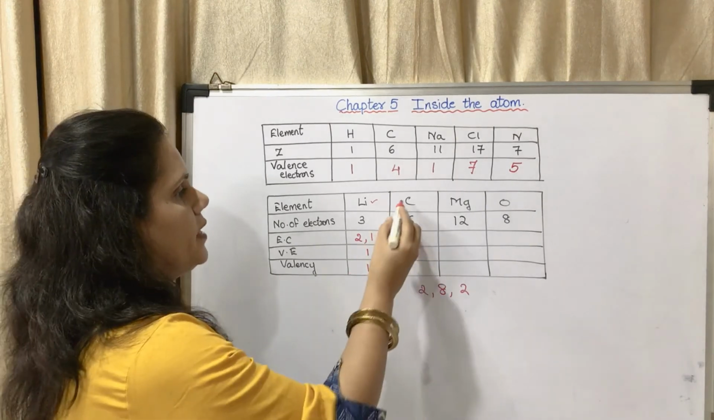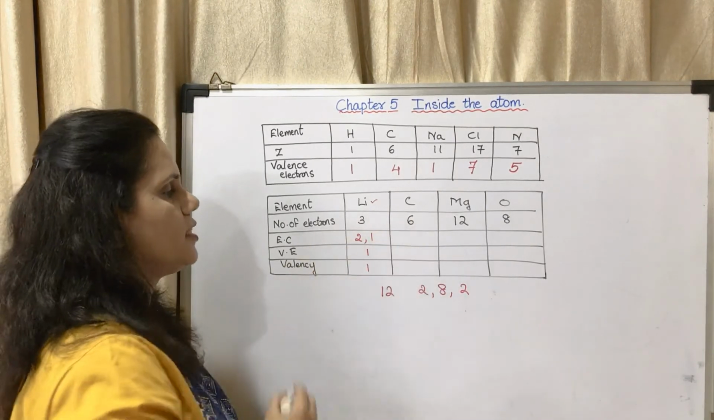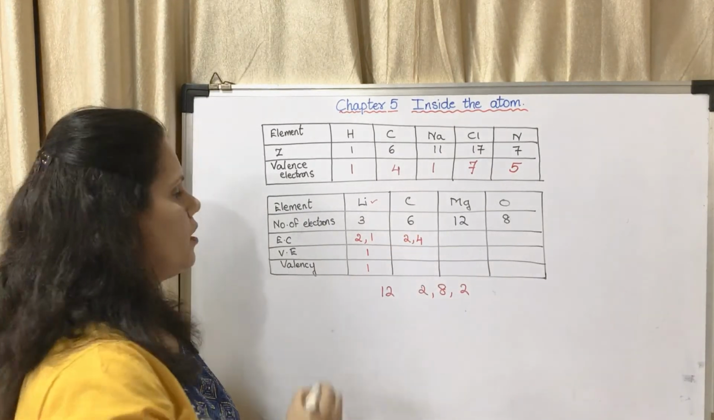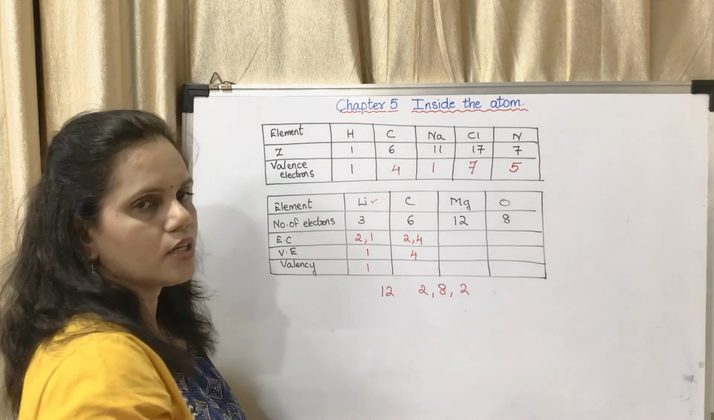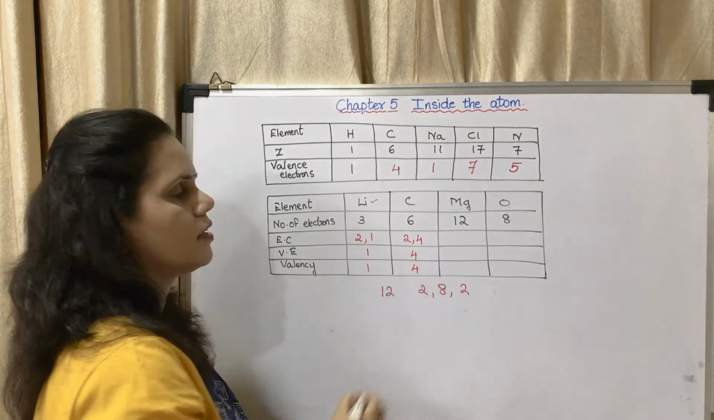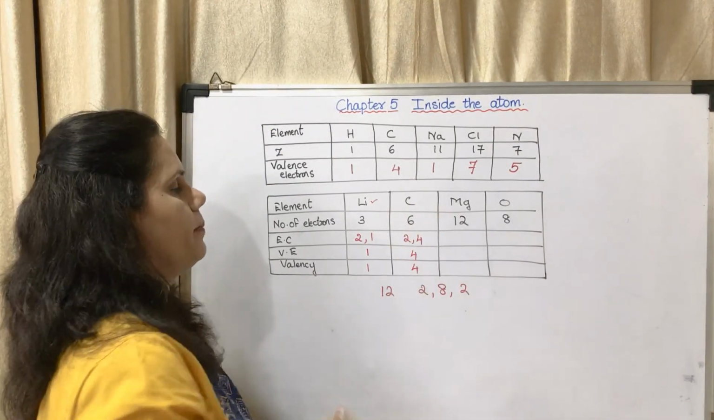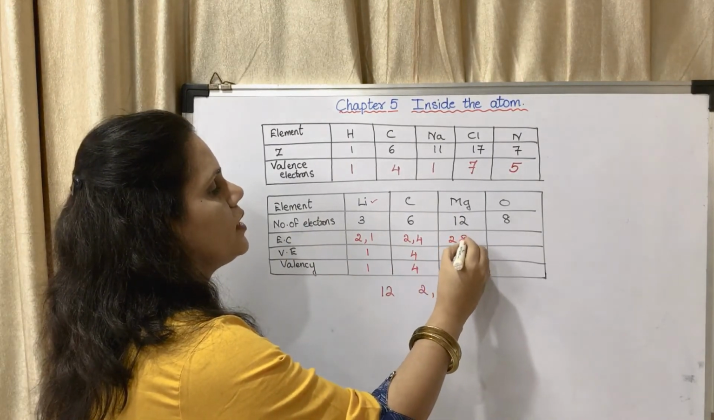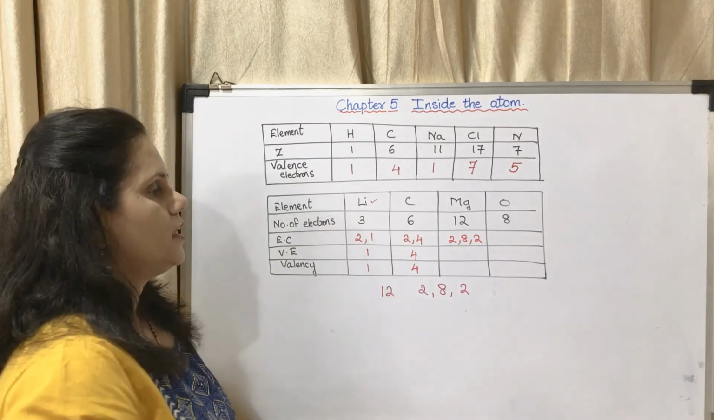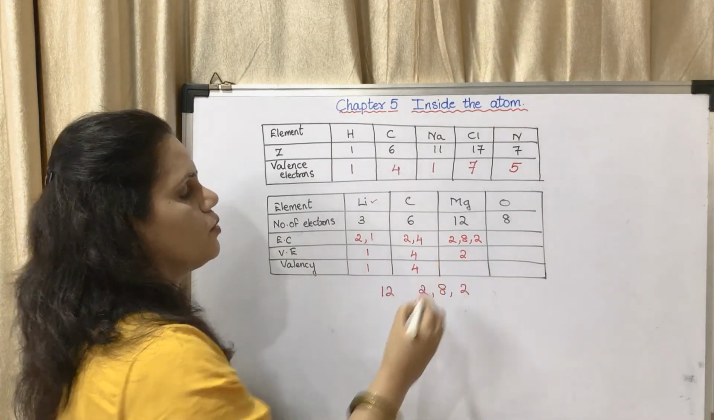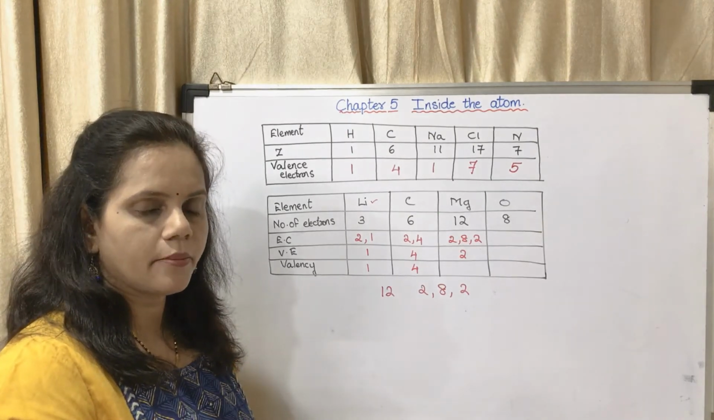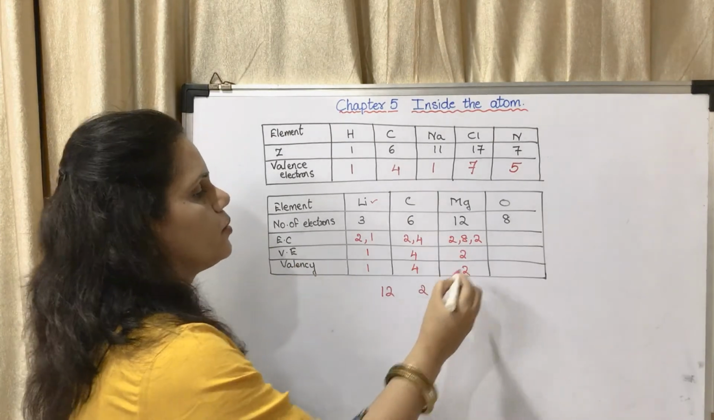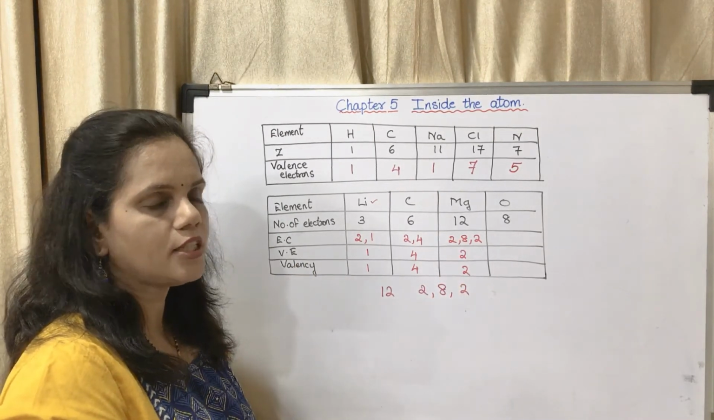So if it is 1, valency will be 1. Okay. Carbon, the number of electrons is 6. Electronic configuration is 2, 4. Valence electron 4. So valency will be 4. Okay. Magnesium, number of electrons 12. Electronic configuration 2, 8, 2. So valence electrons 2. Valence electrons means number of electrons in the outermost shell. Valency, it will be 2. It will give 2, so its valency will be 2.